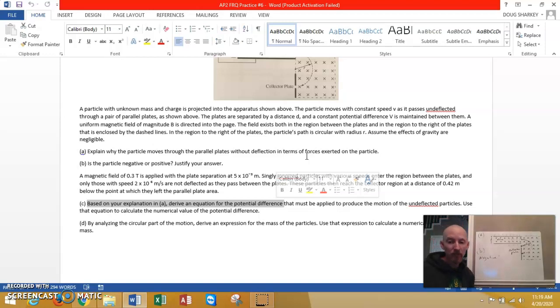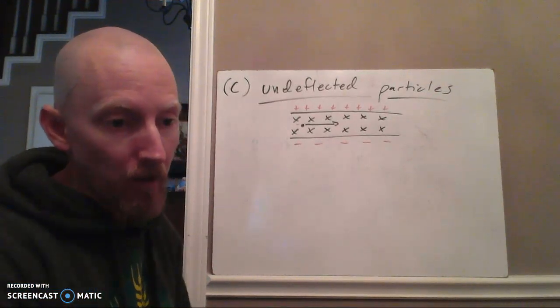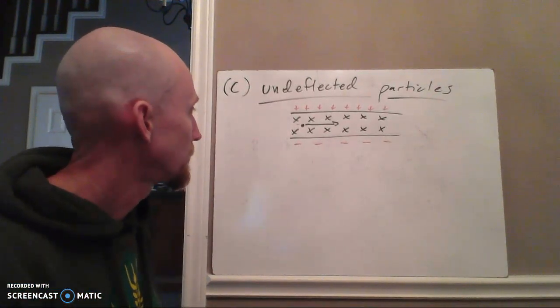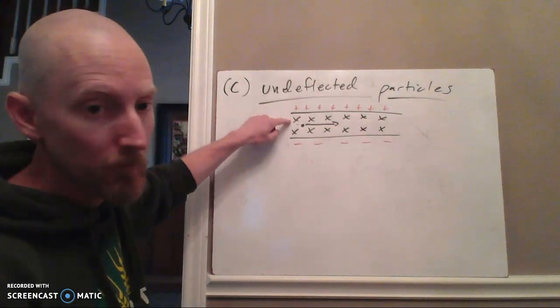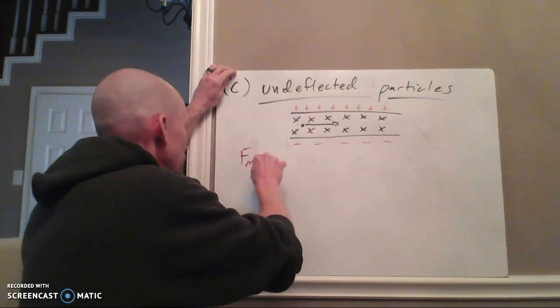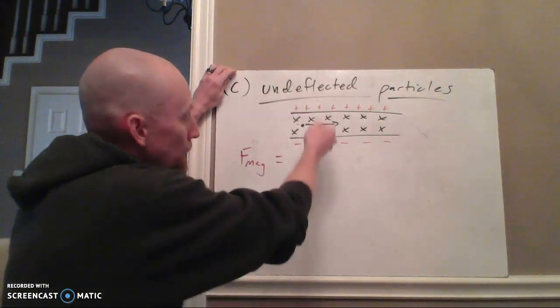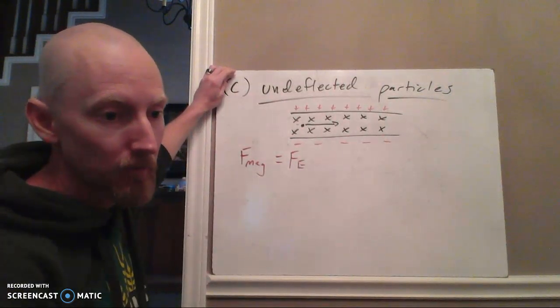I've got to fix my board. I'll be right back. Alright, got my board set. Here we go. They want us to derive an expression for what's going on with those things moving in a straight line. So we have our two fields and our two forces. We have a magnetic force, I'll call that F mag, and that'll be equal to our electric force. I can call that Fe, or F electric.